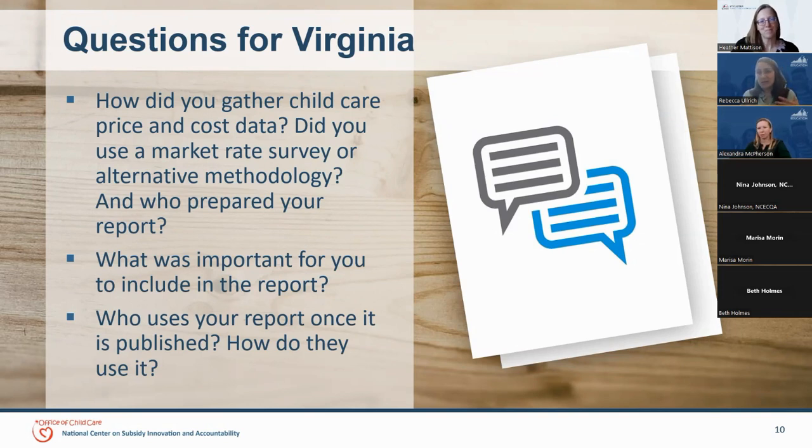We of course use data from other sources, from our licensing database, for example, to help us think about the sizes of different programs, to help us think about how many classrooms and how many children are being served, and how those data sources are going to drive our assumptions as far as program sizes for family day homes versus for centers.